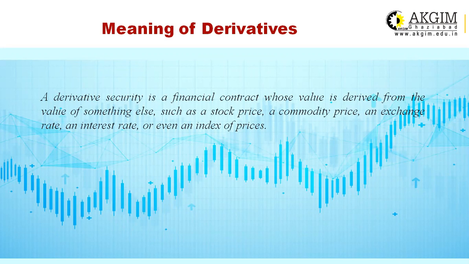In simple words, we can say that the price of the derivative depends upon the underlying assets, just like the price of curd depends upon the price of milk. If there is an increase in the price of milk, the price of curd is also increased.